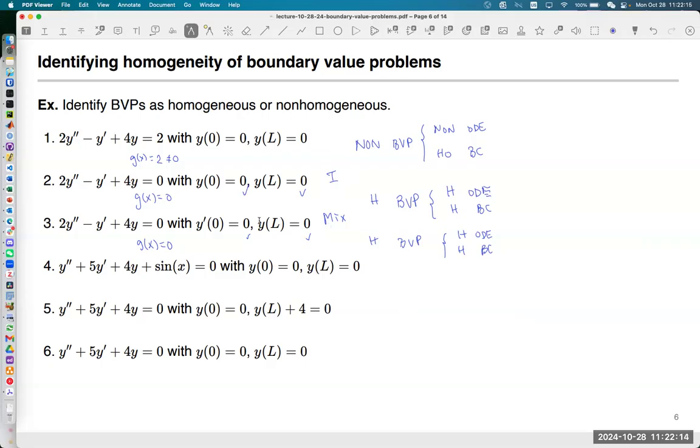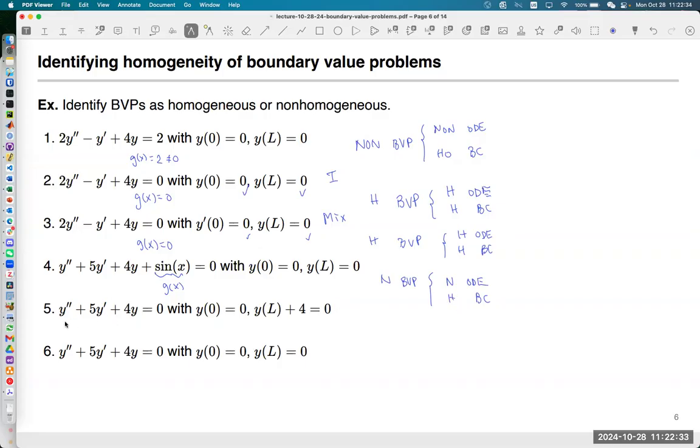Okay, for the fourth one, we have g of x is equal to sin of x. So we have a non-homogeneous ODE, so it's automatically a non-homogeneous BVP. And the boundary conditions, because they are equal to 0, they are homogeneous.